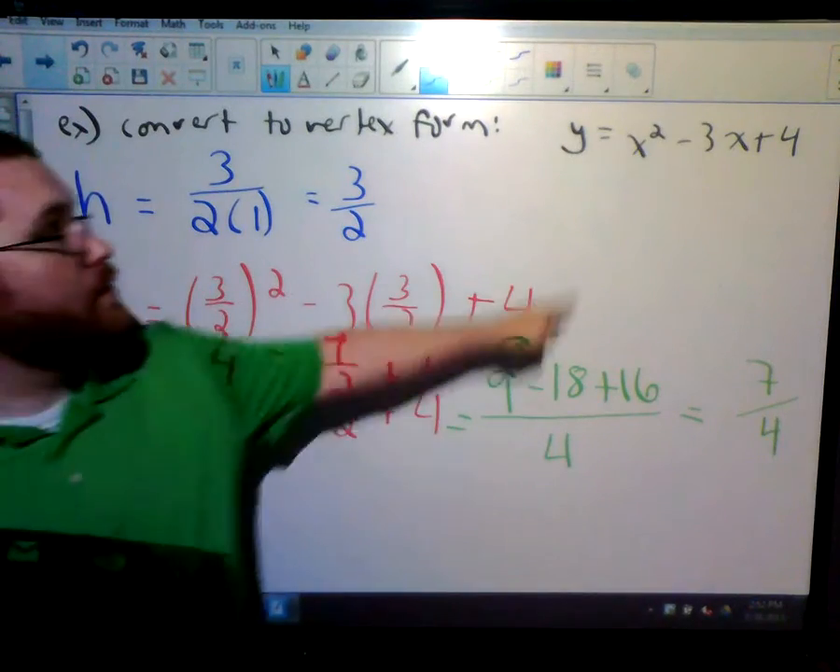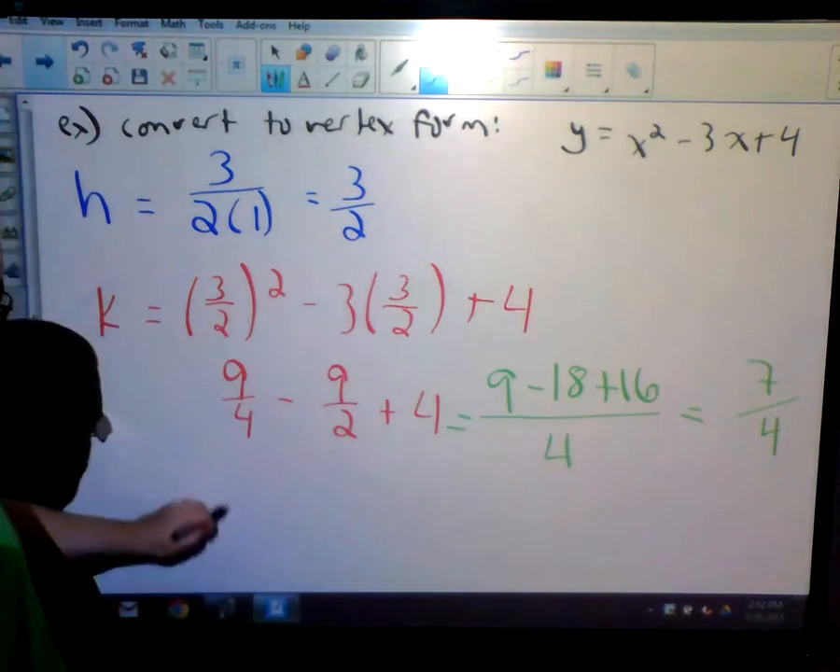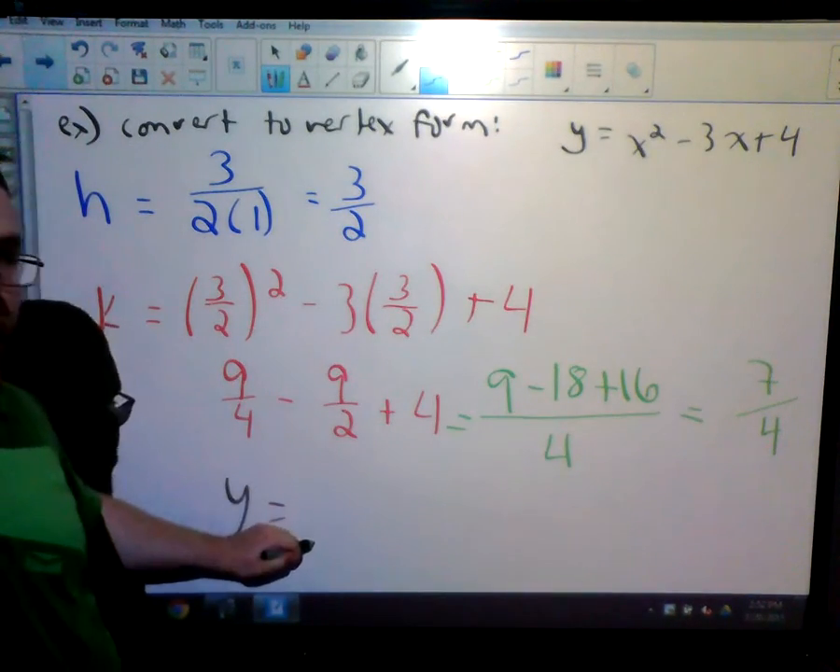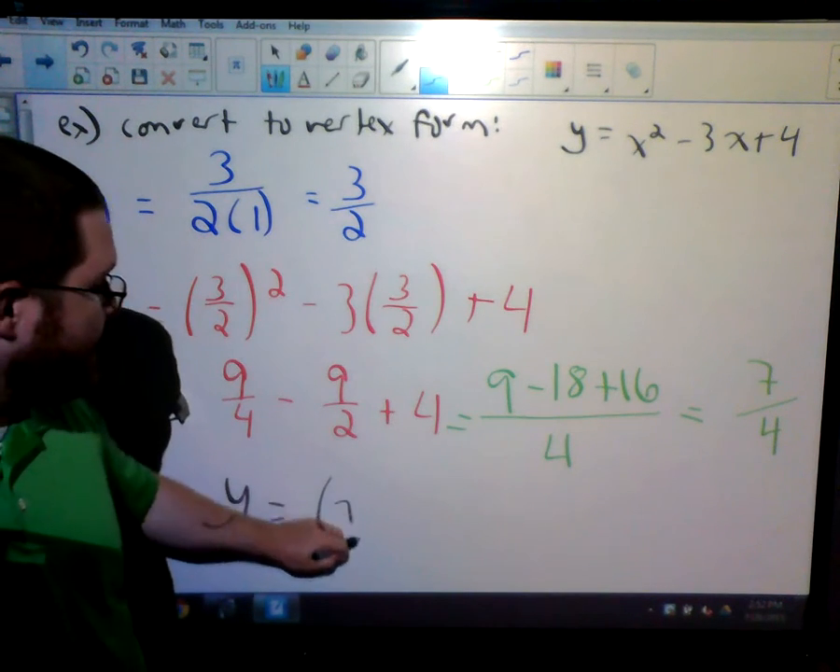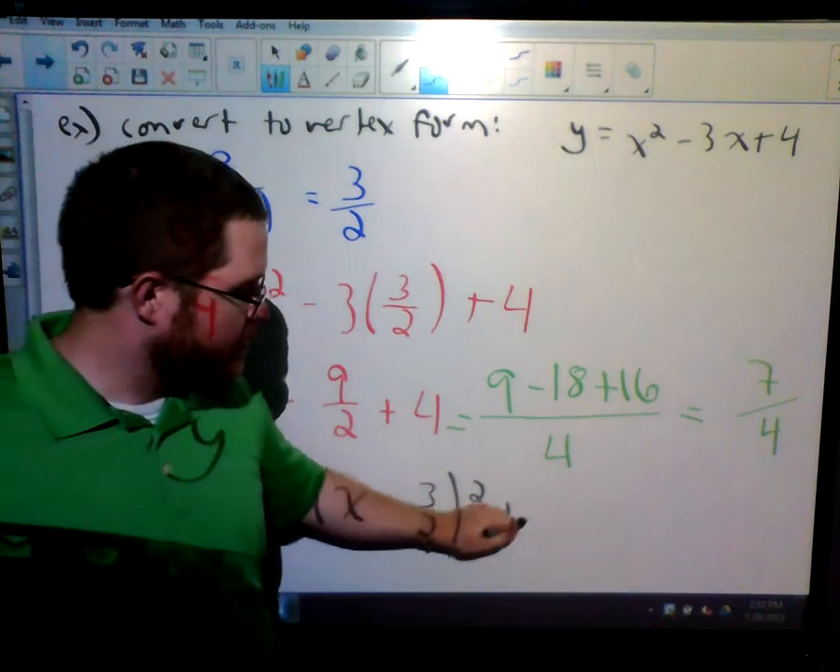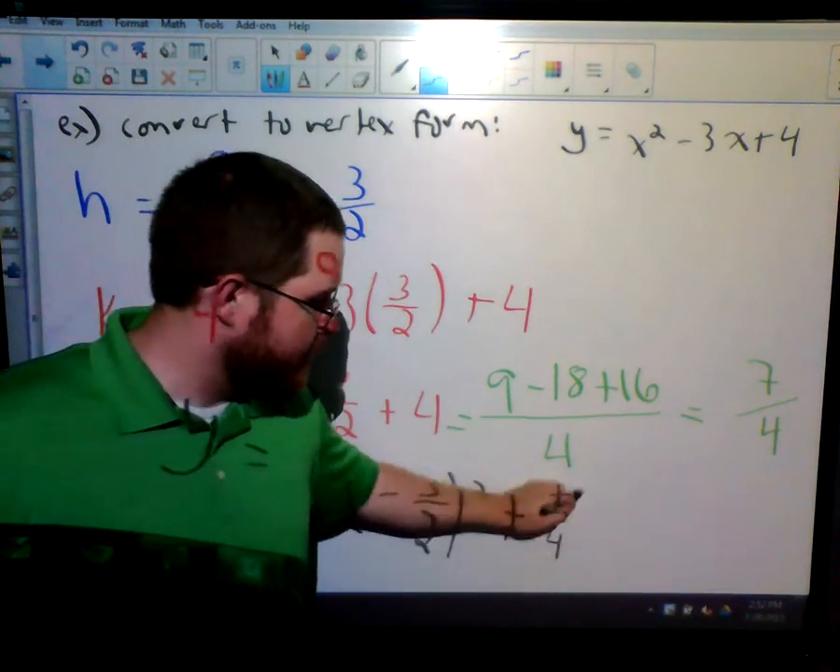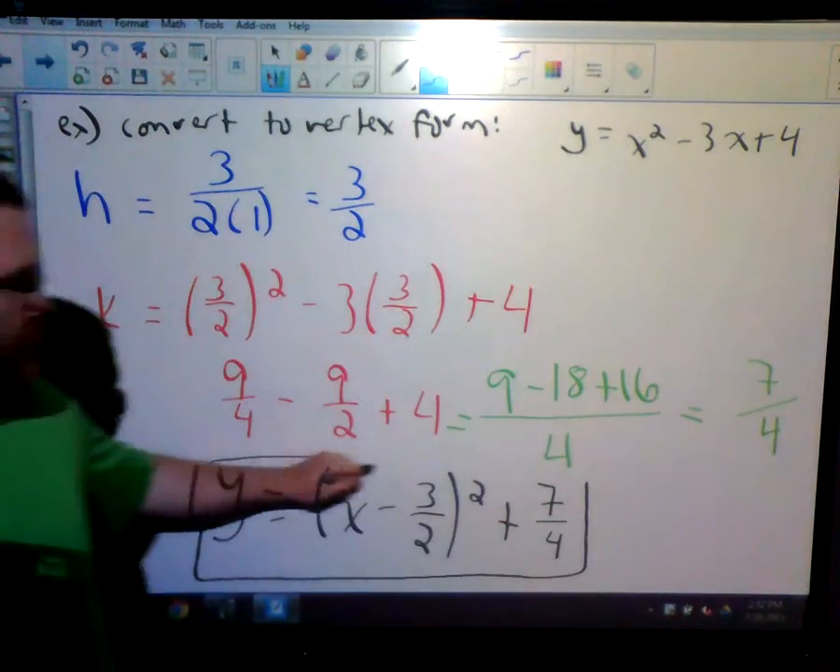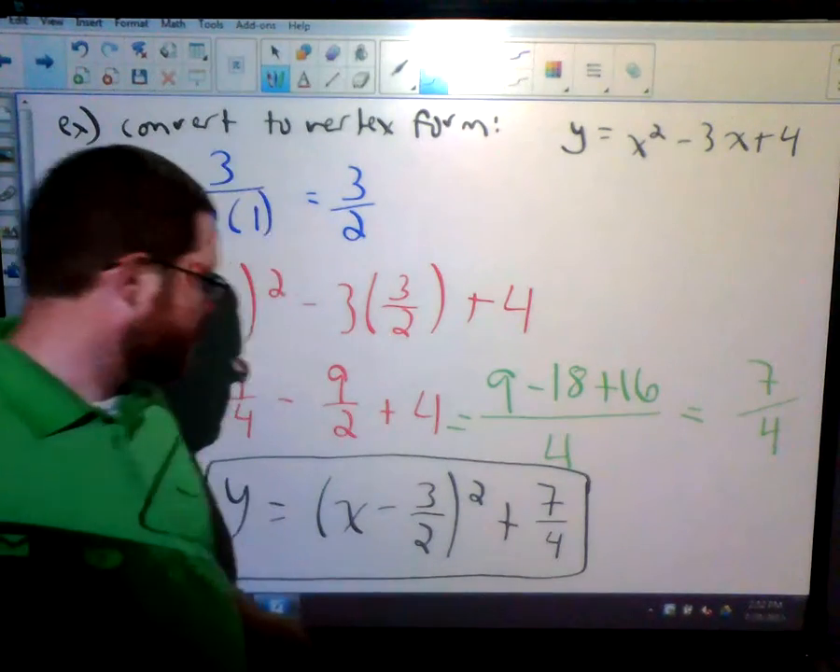My a value in this problem is just 1. So y equals a, I don't have to put the 1, (x minus the h value) squared plus the k value. And that's going from standard form to vertex form.